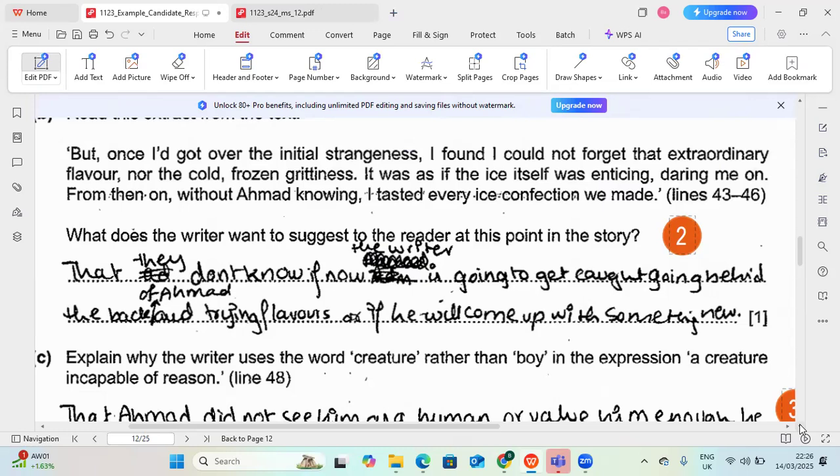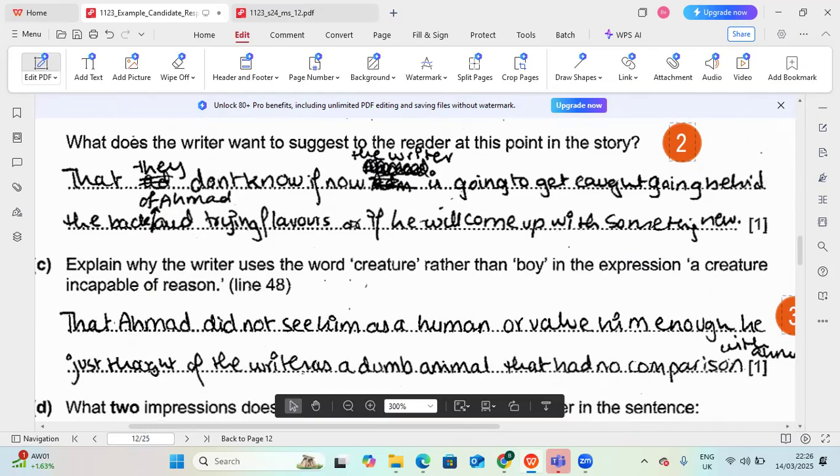Confection means the sweet dish we made. Now he has tasted every kind of sweet dish that he has made. Now he is becoming more daring. So the question is whether the writer is going to get caught going behind the back of Ahmed trying flavors, or if he will come up with something new.